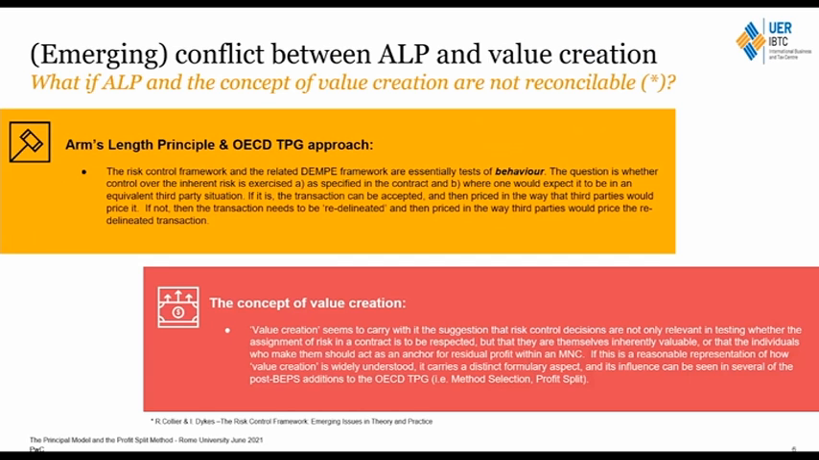So next slide, please. So is there then an emerging conflict between the arm's length principle and value creation? Because the risk control framework is a behavioral test. So the question is very much whether the control over the inherent risk is exercised. So when it's exercised as specified in the contract, and also in a way that we would expect third parties to do so, well, then we're gonna respect the actual delineation of the transaction.